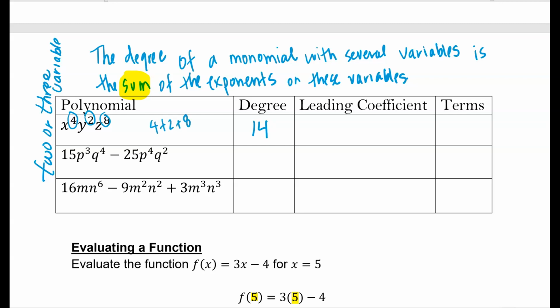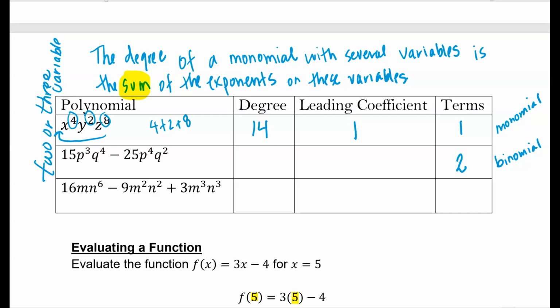Our leading coefficient, what would be considered to be in front of x to the 4th, y to the 2nd, z to the 8th? Let's put 1. And we only have one term for this case. So this was an example of a monomial. Now next, we have 2 terms, right? So I'm going to go ahead and put 2. That's an example of a binomial.